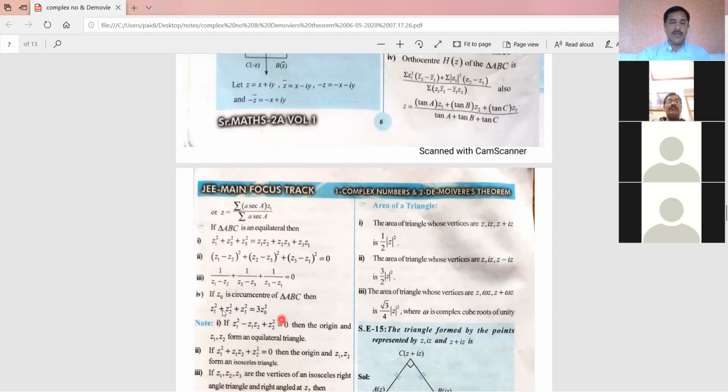equal to 0. If Z0 is the circumcenter of triangle ABC, which is equilateral, then the relation between the vertices of the triangle representing the equilateral triangle and its circumcenter is this one. Z1 square plus Z2 square plus Z3 square is equal to 3 Z0 square. So on these concepts we have some notes.